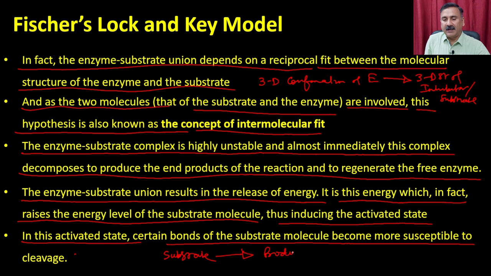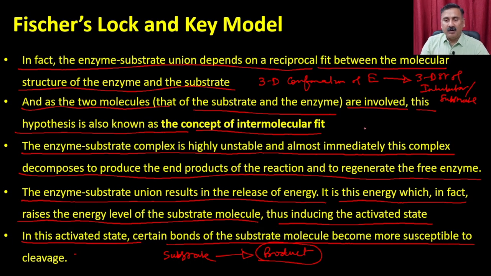Now, remember that as soon as the substrate is converted into the product, it will not have the exactly identical three-dimensional structure as the substrate, and that's how the product has a lower affinity to the active site. And that's how the product is released from the enzyme, and it frees the enzyme, and that free enzyme starts binding a new substrate, and that's how this cycle will continue.